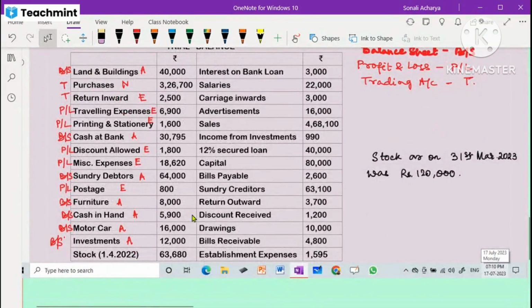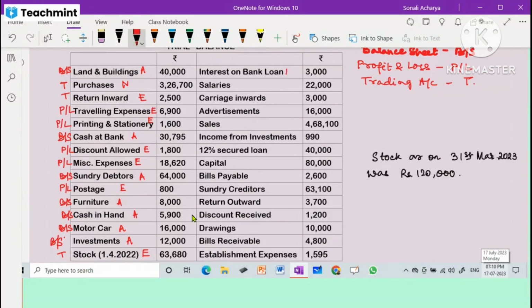We will take into consideration this opening stock while calculating the cost of goods sold. So it's an expense, but it will not be shown in PL. It is related with purchase and it will be shown in the trading account, because while calculating the cost of goods sold, we have to take into consideration the stock lying in the godown at the beginning of the period. Got it?